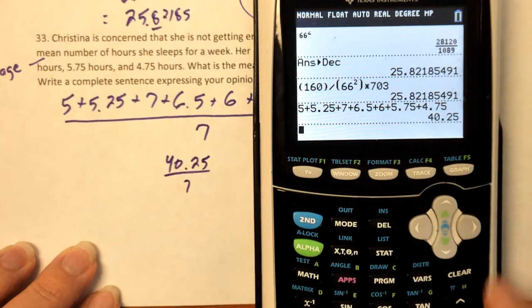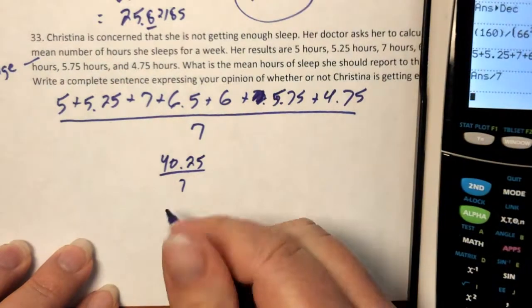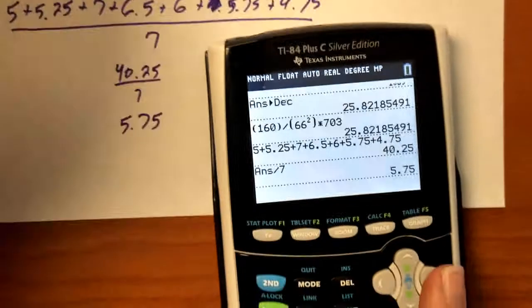Now watch this little trick. The last number in there was 40.25, so I just hit divided by, and I say 7, and out comes my 5.75. Now, a word of caution.